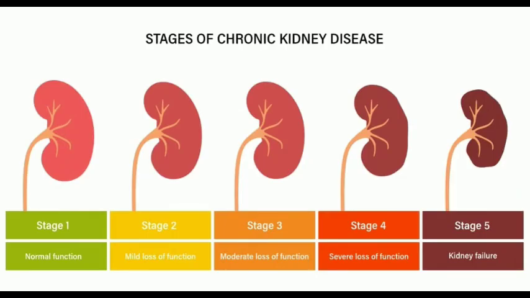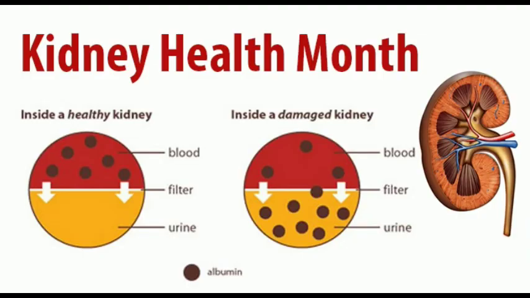It is defined as reduction of kidney function, an eGFR less than 60 ml per minute per 1.73 square meters for greater than 3 months, and/or evidence of kidney damage, including persistent albuminuria, defined as greater than 30 mg of urine albumin per gram of urine creatinine for greater than 3 months.